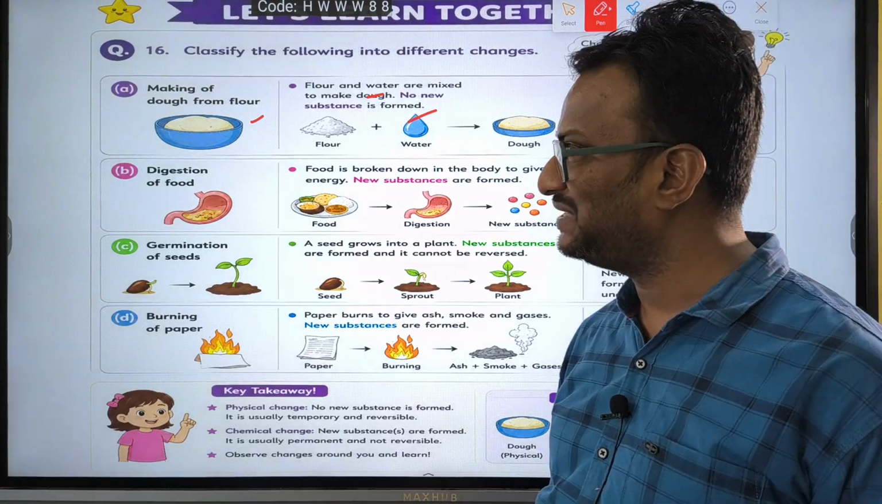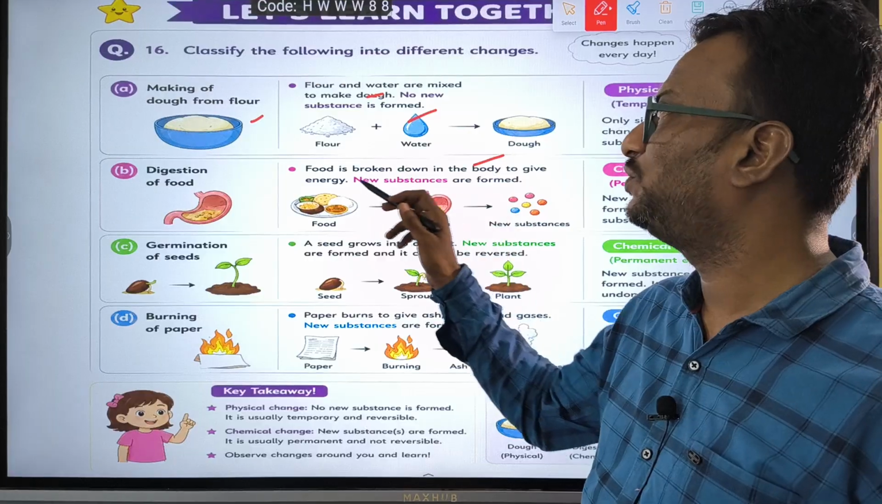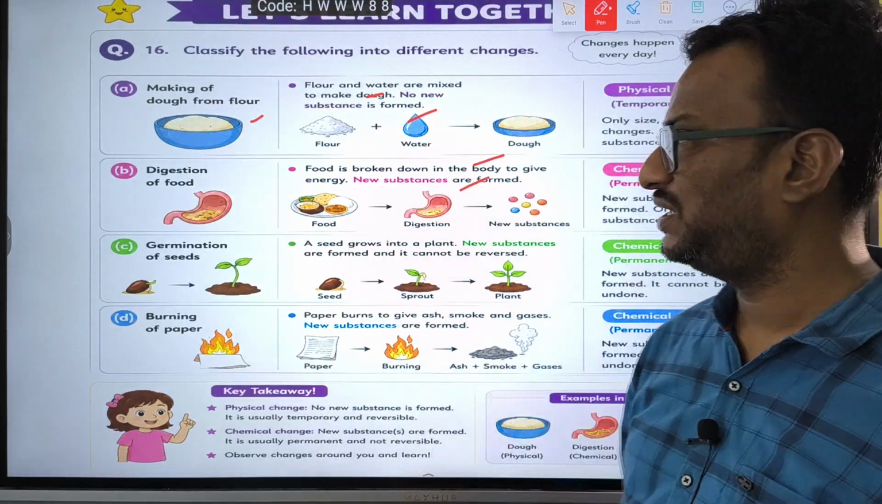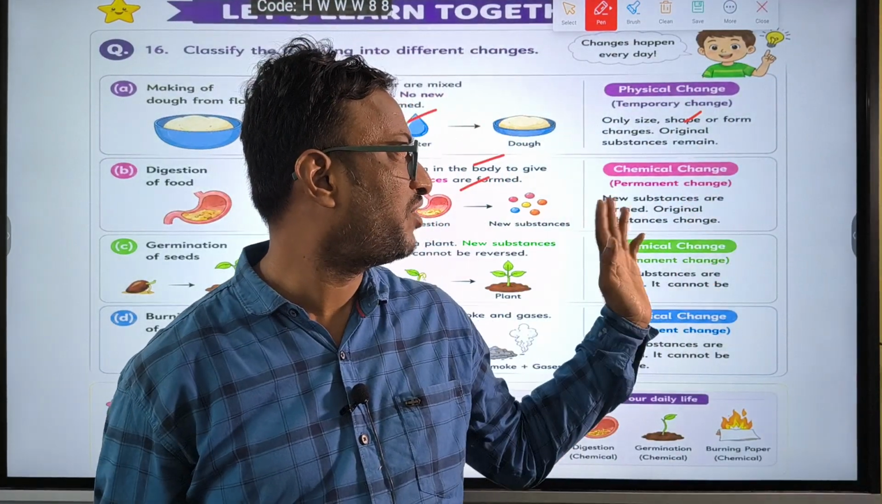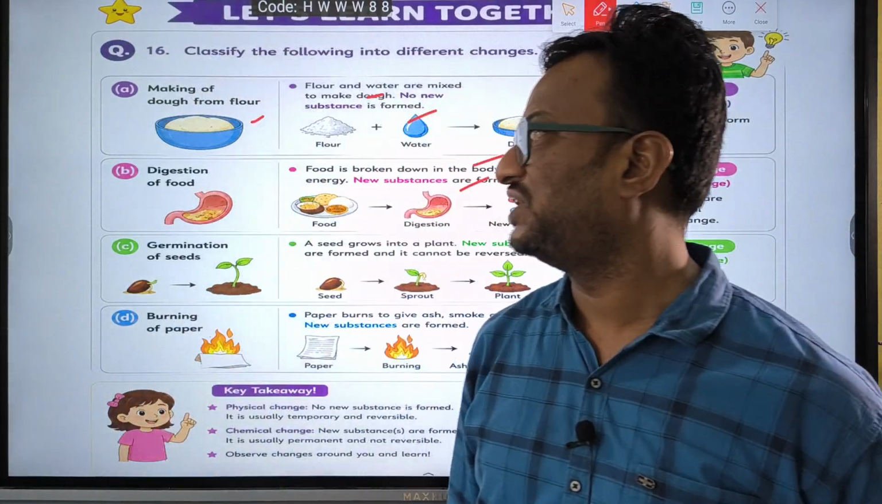Original substance remains the same. Digestion of food. Food is broken down in the body to give energy. New substances are formed. Original substance changes. So it is a permanent change. It is a chemical change.